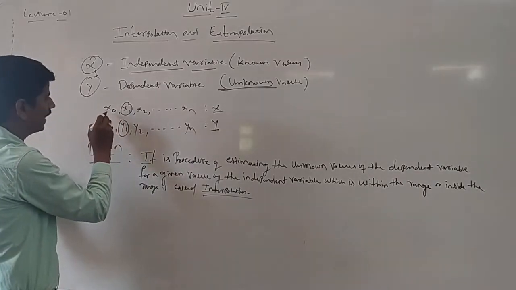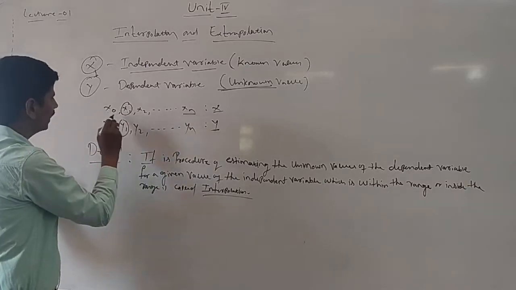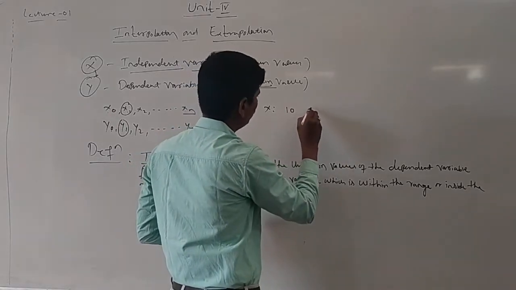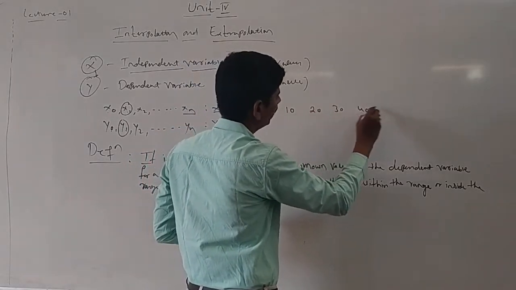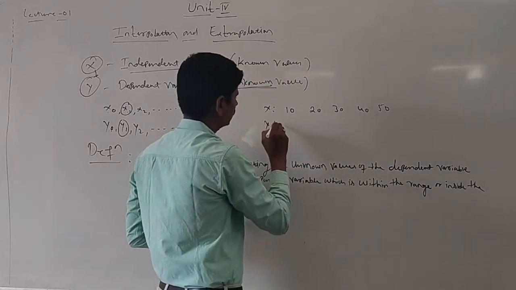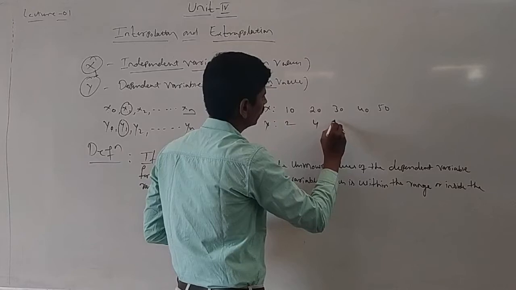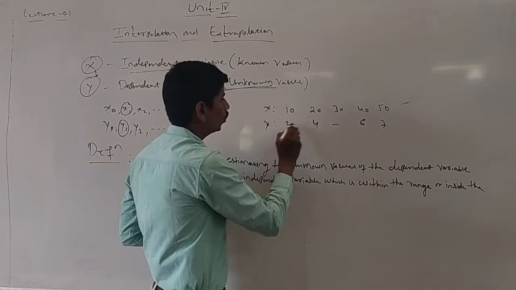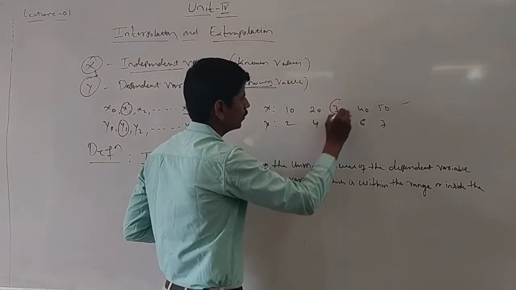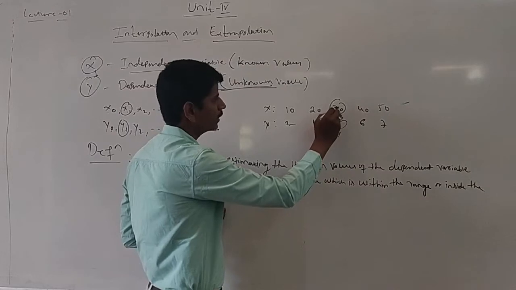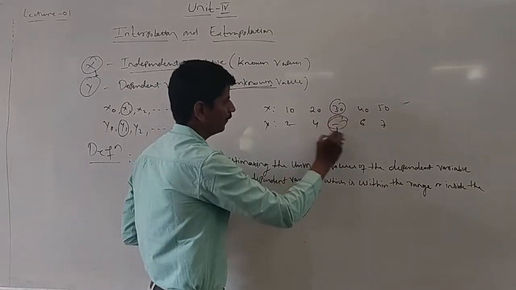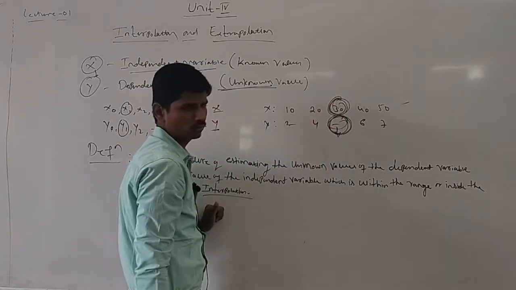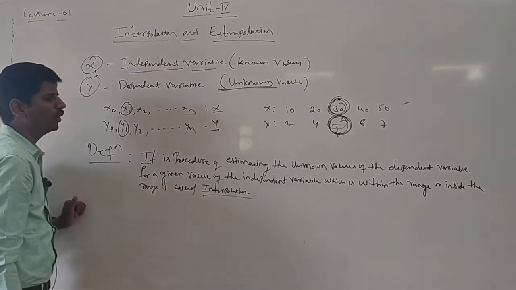Suppose let us consider x0, x1, x2 up to so on xn. For example, here x takes the values 10, 20, 30, 40, 50, with respect to y values 2, 4, dash, 6, 7. Here the dash is where the x value is 30, and we can find the y value with the help of the x value. Here 30 is inside the range. Therefore, it is said to be interpolation.